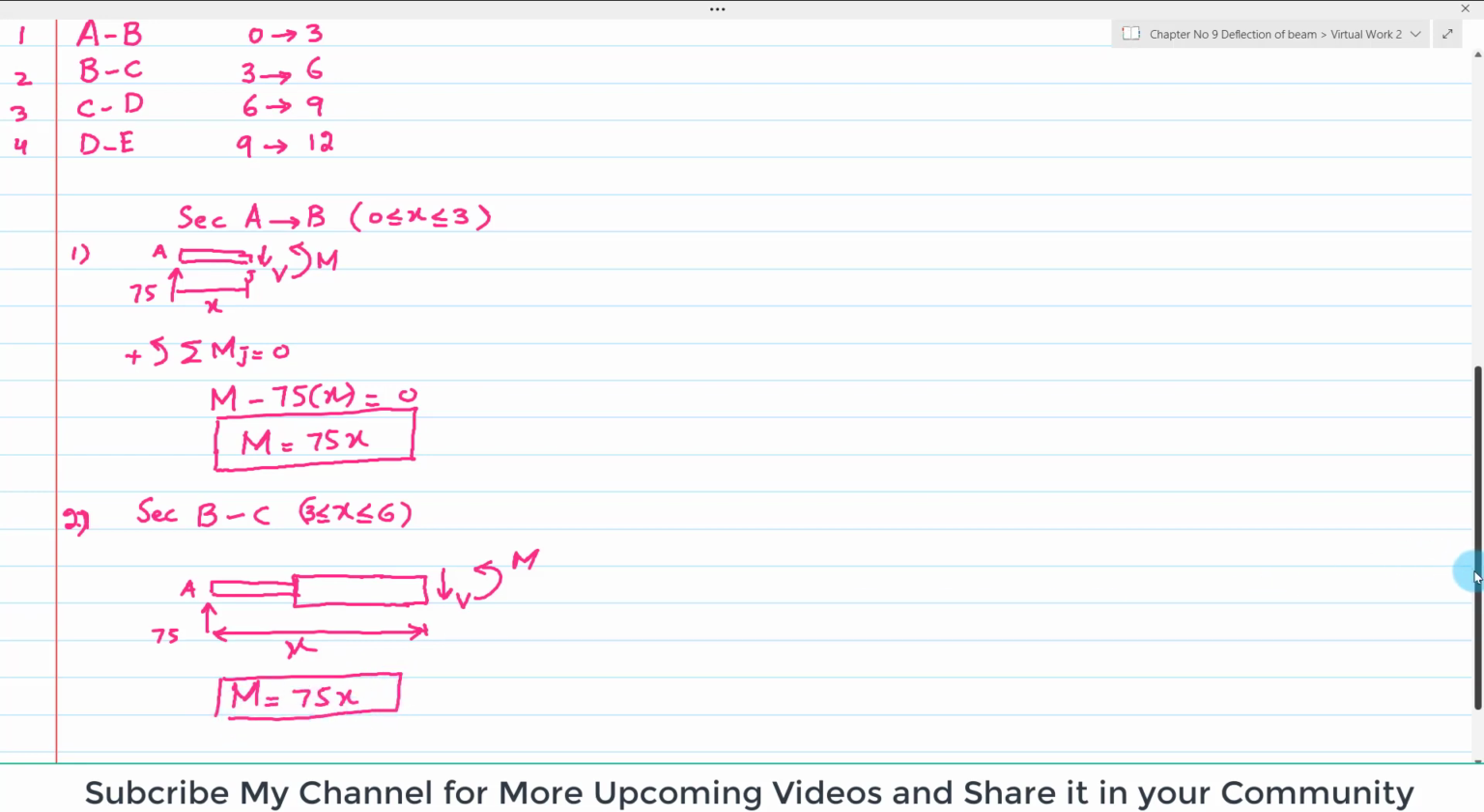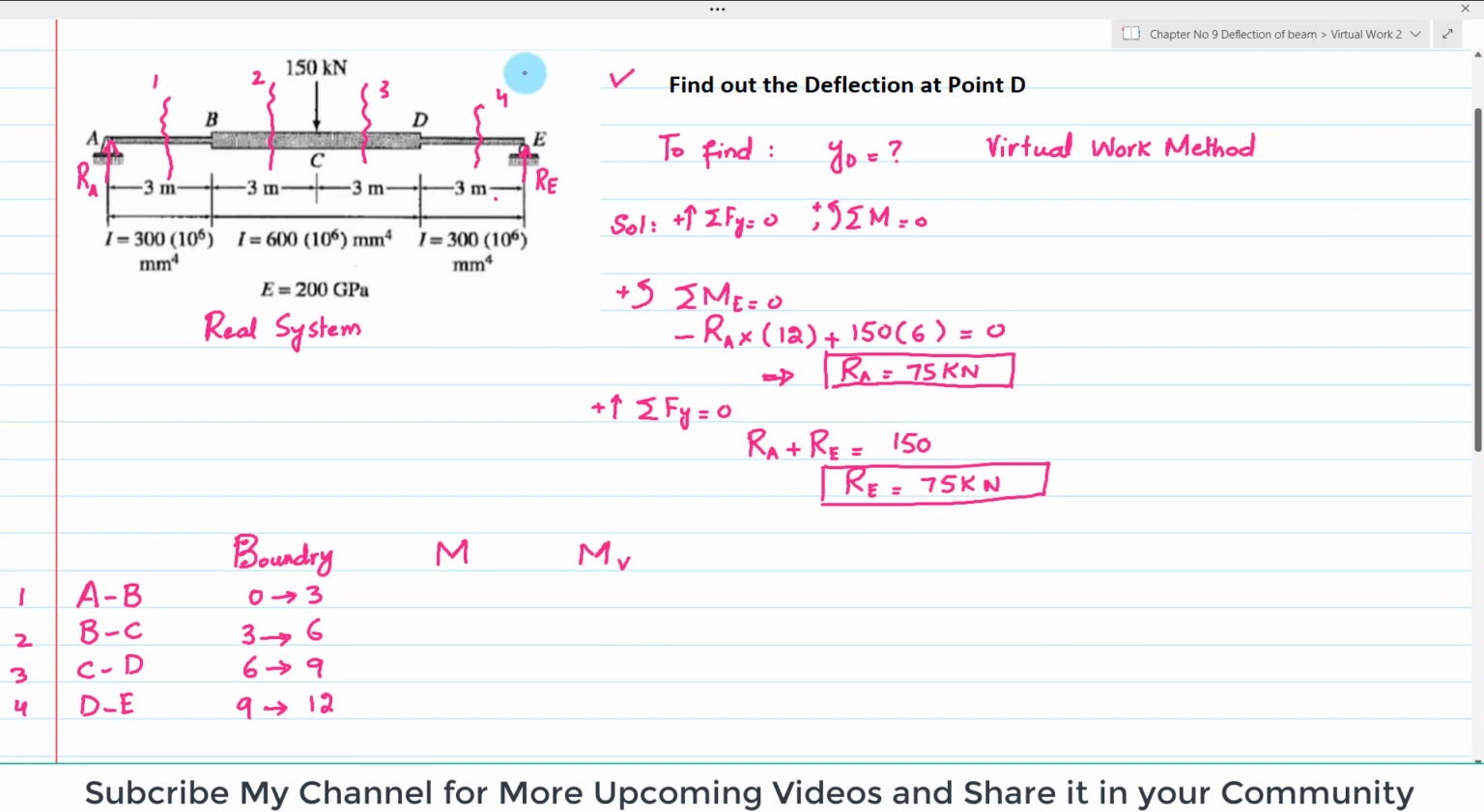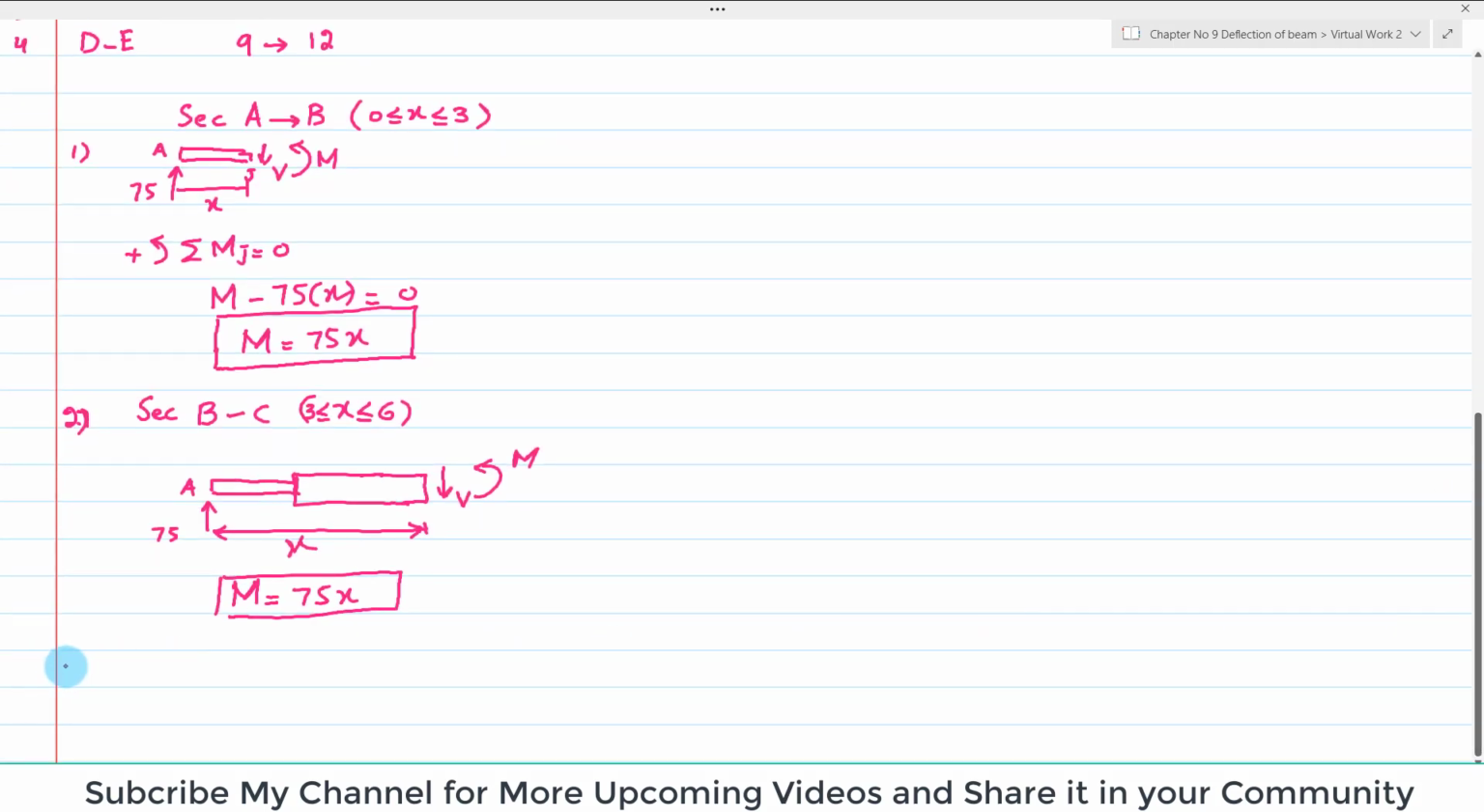So now we will move toward the third portion. So we will cut the section. Now you can see there is a concentrated load at point C. So we will include it. Clear? So the third portion is from section C to D. Or you can say X is greater or equal to 6 and less or equal to 9.